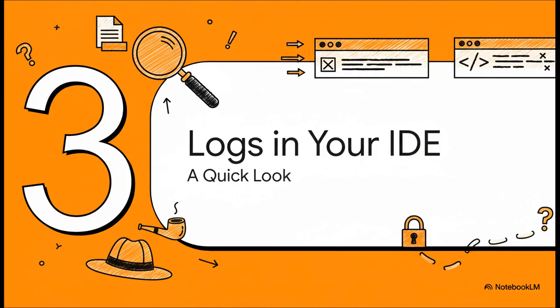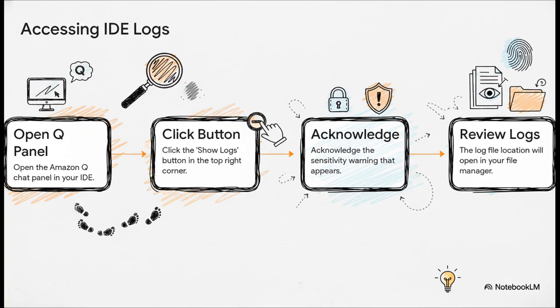All right, let's start with the easiest method. We're going to get a quick look at the logs right from your IDE. Think of this as getting the first statement from a witness who was right there at the scene. It's fast and easy. And it really is this simple. It's just 4 steps. You open the chat panel, you click the Show Logs button, you click OK on the warning about sensitive data, and then boom, your File Explorer just pops open right to the log file.